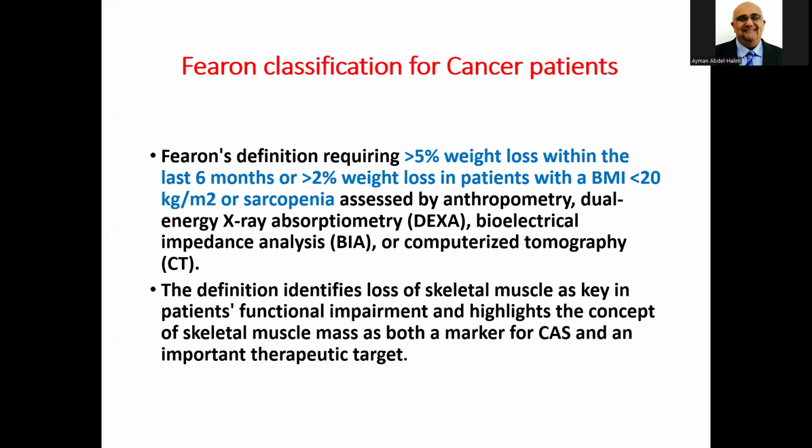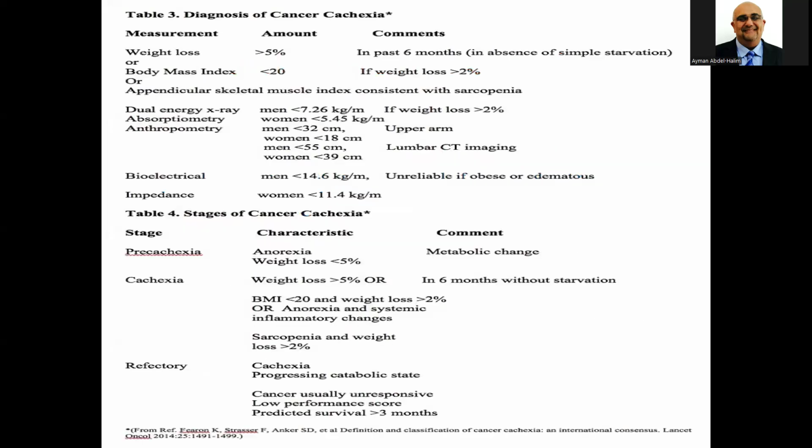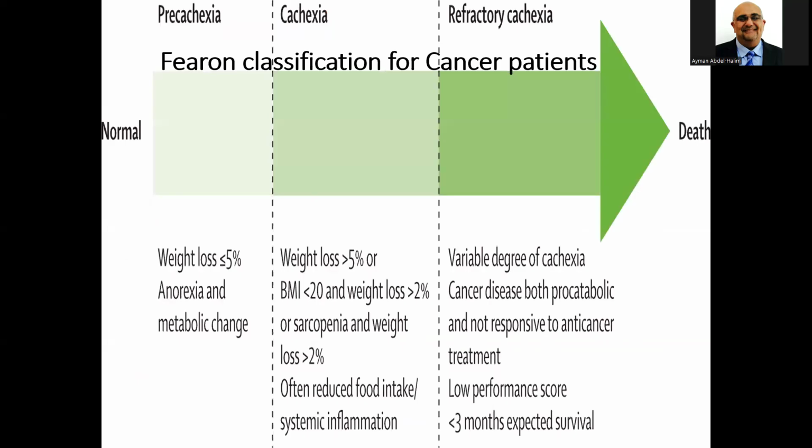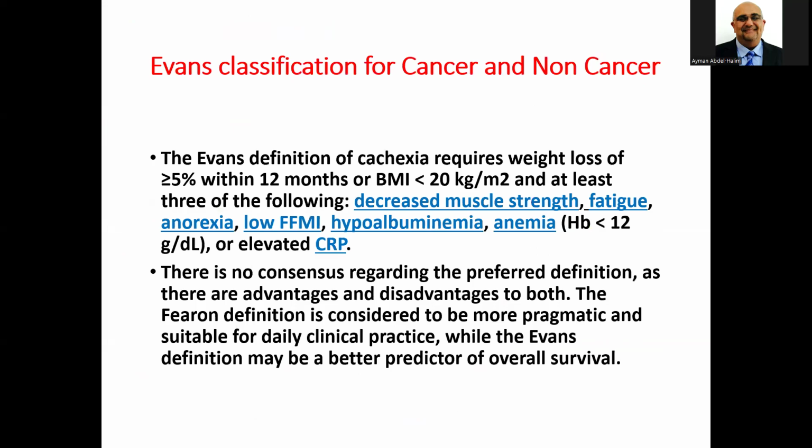Fearon, again, definition as we mentioned here, and this is more a description of Fearon and the appendicular skeletal muscle consistent with sarcopenia and so forth. Fearon has also classified patients into pre-cachexia, cachexia, and refractory cachexia. Evans, we mentioned Evans, and as I told you, this one is the most useful in research because it has most of the values needed, but it's not pragmatic in daily clinical practice.